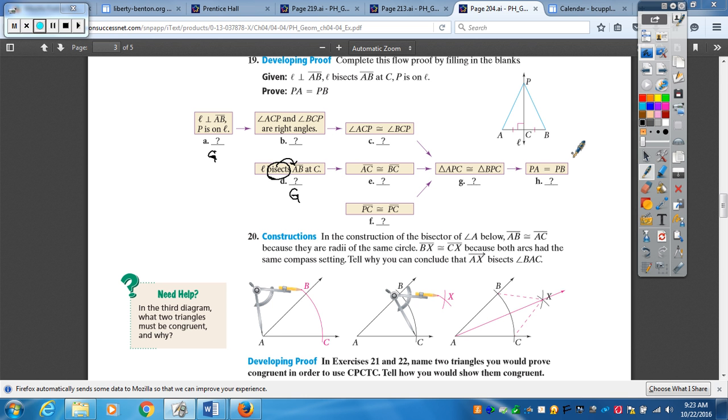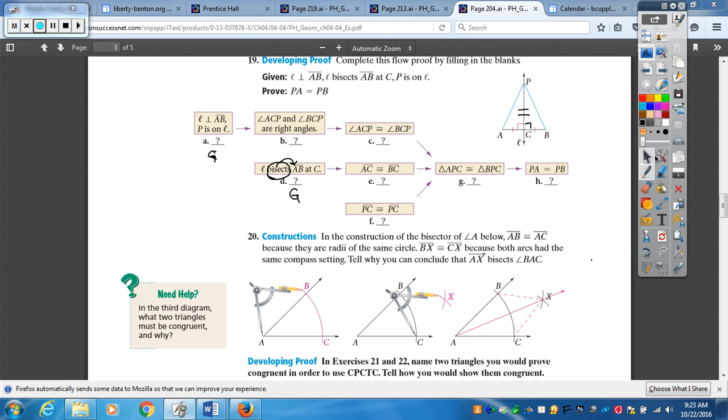F, PC is congruent to PC. Hope no one got that one wrong. It's the reflexive property. If I go ahead and mark the reflexive property there, it wasn't so good. Let's try that again. That's going to be side, angle, side, because these are both right angles here and they're congruent to each other. So side, angle, side for G. And then how do I know PA is congruent to PB? It's because of CPCTC. Yes.